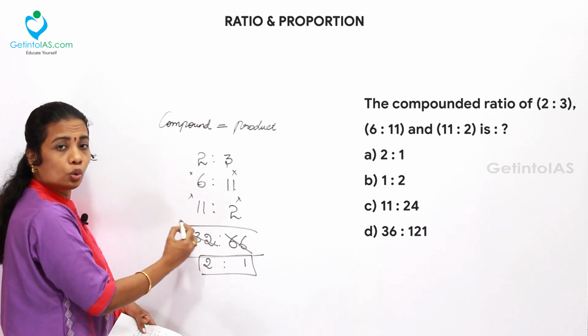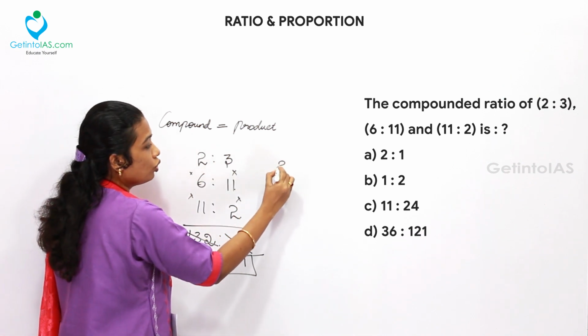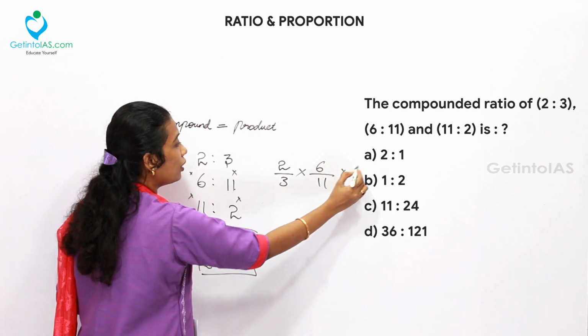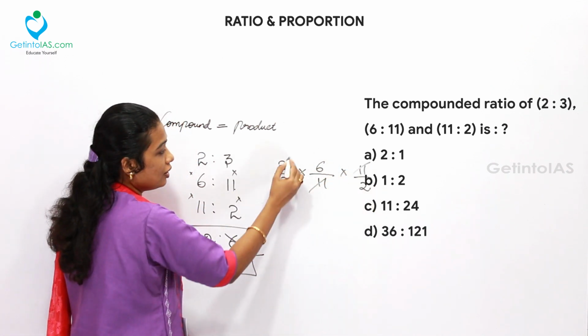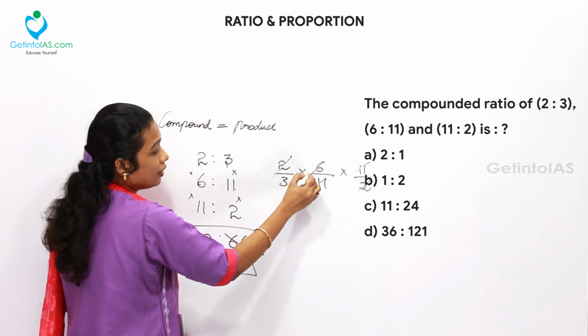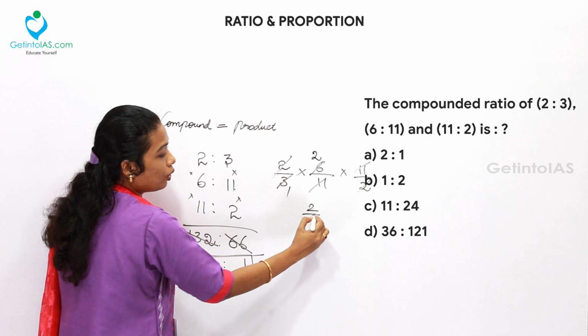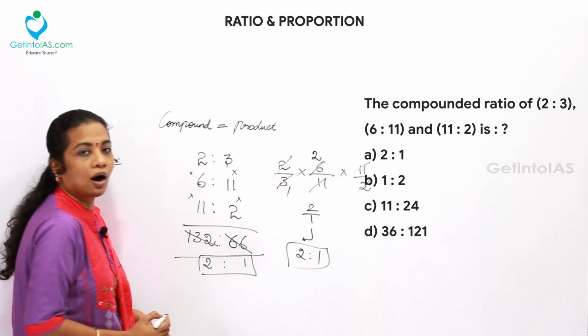Another way of doing this: a ratio can be written in the form of a fraction, right? So 2 by 3 into 6 by 11 into 11 by 2. Now it is easy to cancel: 11 cancels, 2 cancels. Here, 2 times 3 is 1. 2 by 1 can be written as 2 is to 1, the same answer.